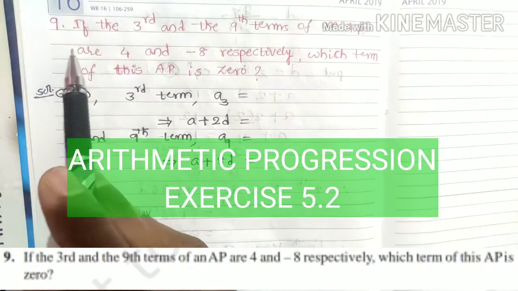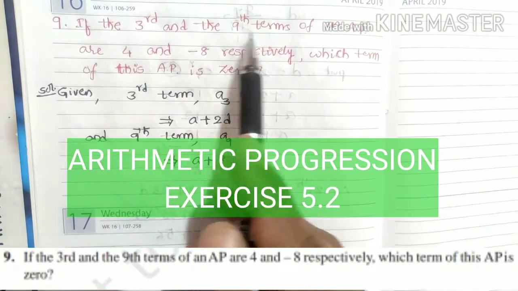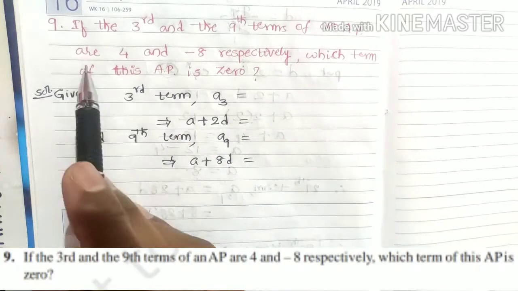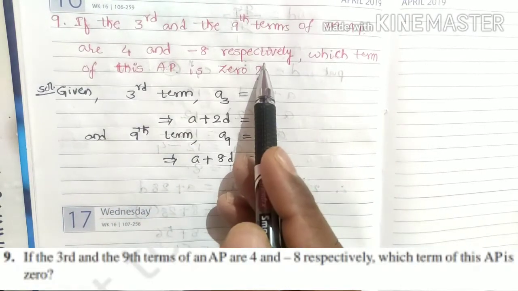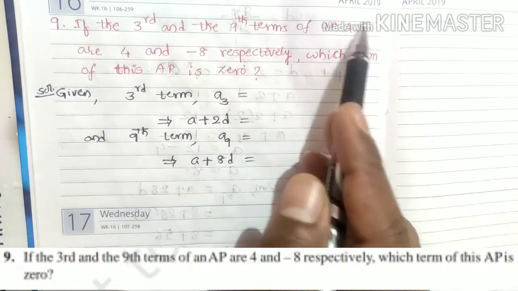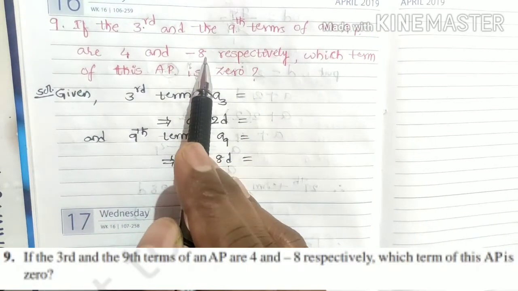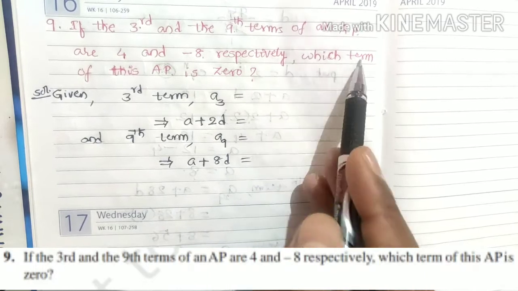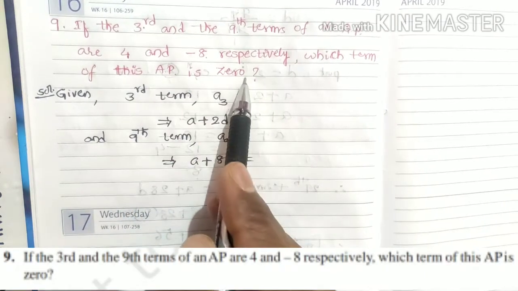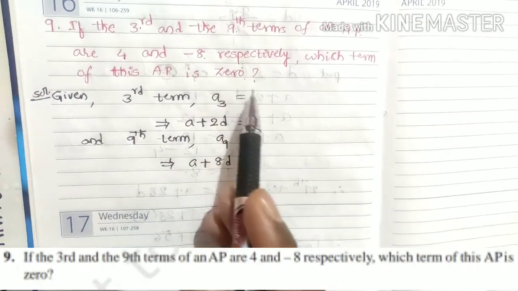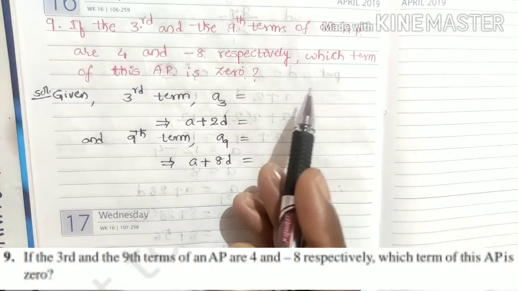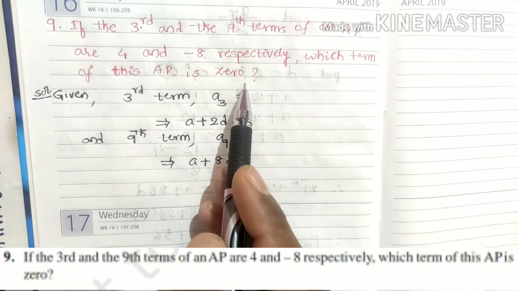Question number 9. If the third and the ninth terms of an AP are 4 and minus 8 respectively, that means in one arithmetic progression, third term is 4, ninth term is minus 8. Which term of this AP is 0? In that particular AP, somewhere 0 will be there. That is, which term? The position of the term 0 is what? That only they are asking us to find.